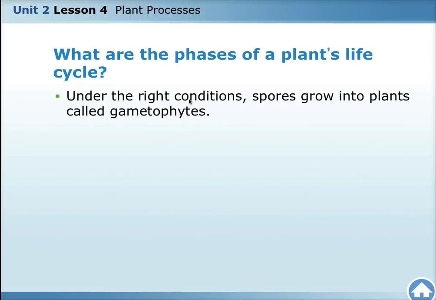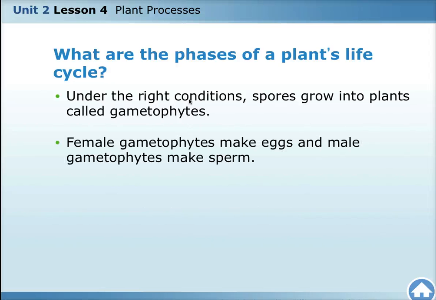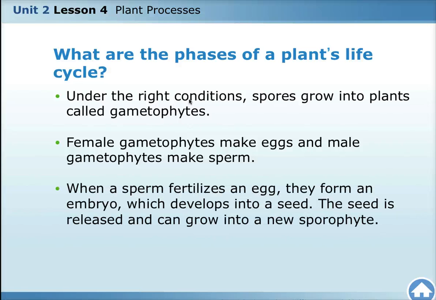Under the right conditions, spores grow into plants called gametophytes. Female gametophytes make eggs and male gametophytes make sperm. When a sperm fertilizes an egg, they form an embryo which develops into a seed. The seed is released and can grow into a new sporophyte.